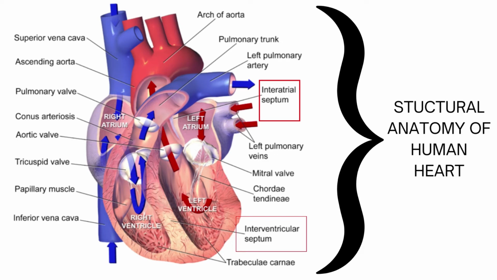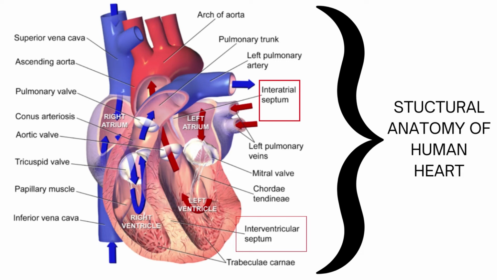4 pulmonary veins bring blood from the lungs into the left atrium, which pumps blood into the left ventricle. Between the left atrium and the left ventricle is the bicuspid valve. The left ventricle pumps blood into the systemic circulation, all over the body, via the aorta. Guarding the aorta is the aortic semilunar valve.